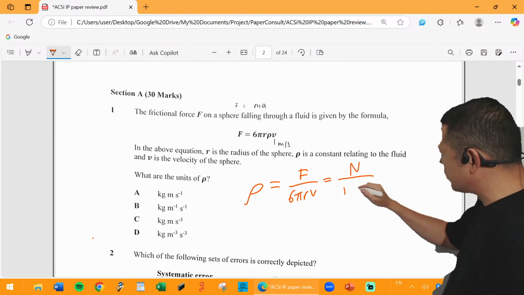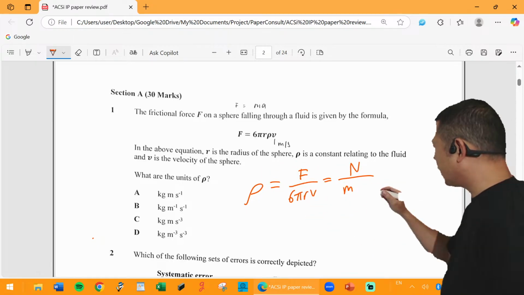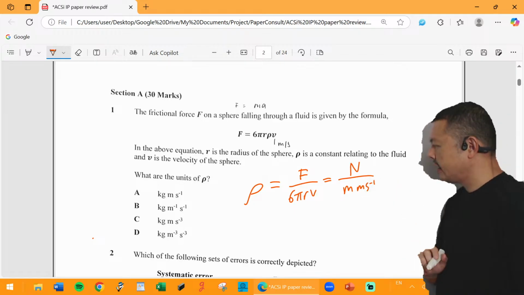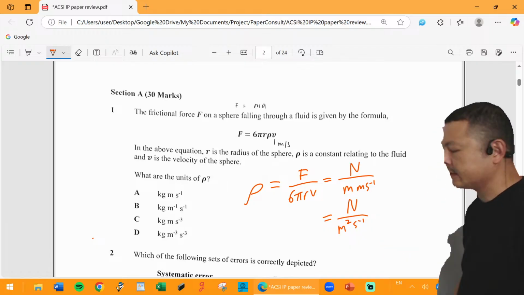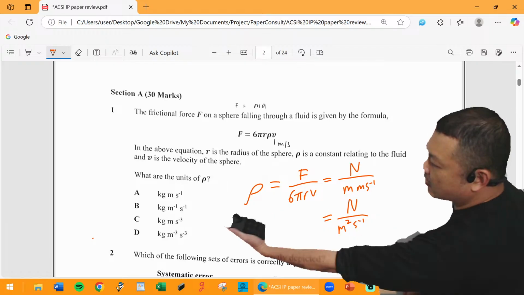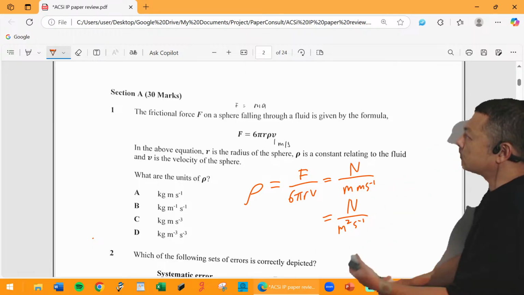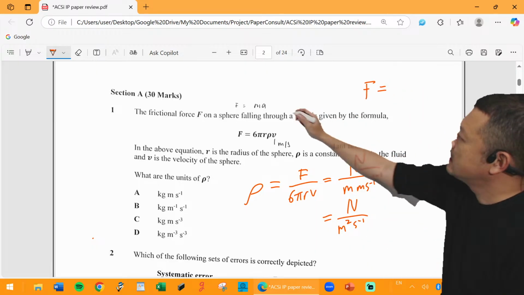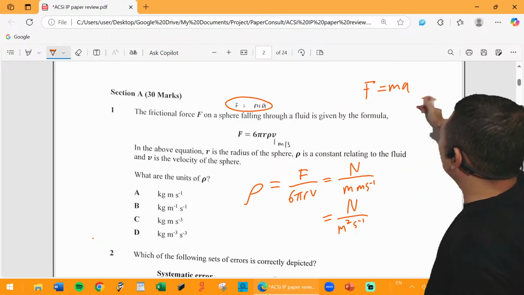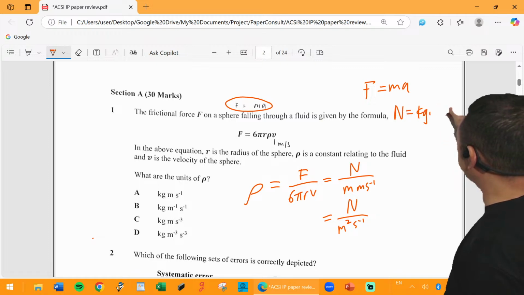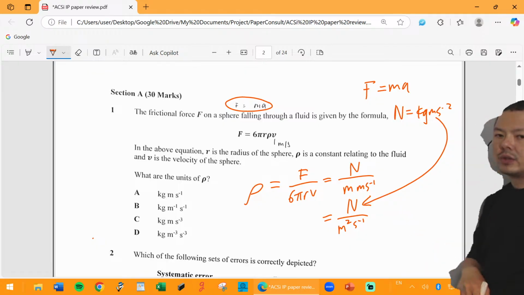R is meters, so put meters. V is a speed, right? They say it's speed, so velocity, meters per second, correct? So basically you got newtons over meter squared second minus 1. But none of your options is newtons, so you need to break the newtons down further. Force equals to what? MA, right? So newtons is equal to kg m s^-2. Do you see that? Then you have to take this and break it down into this one.